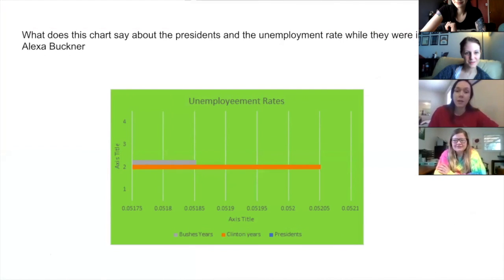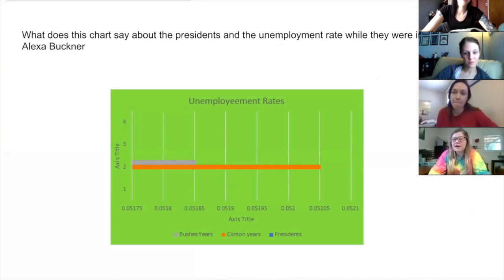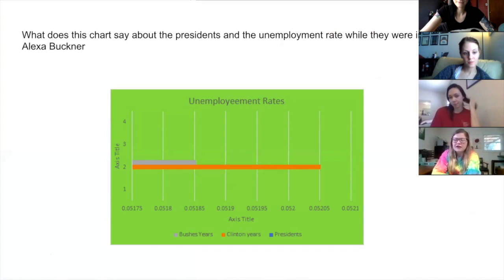Okay, Alexa, what does this chart say about the presidents and the unemployment rate while they were in office? This could actually go back to the one about the misleading bar graphs because kind of like Allison said, there's not that big of a difference in the percentages when Bush was in office and Clinton was in office. But as you can see on this chart, it shows like Clinton's years were way higher than Bush's, and really they weren't that big of a difference.